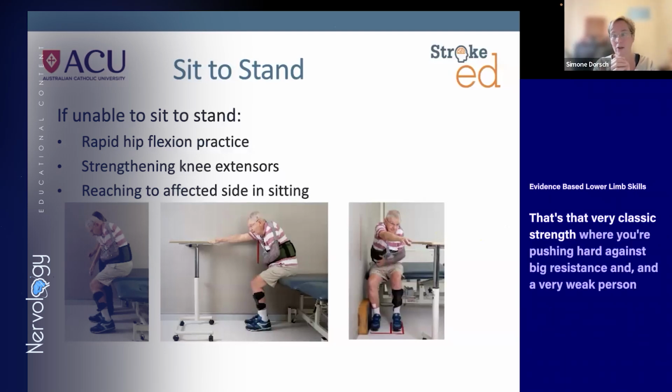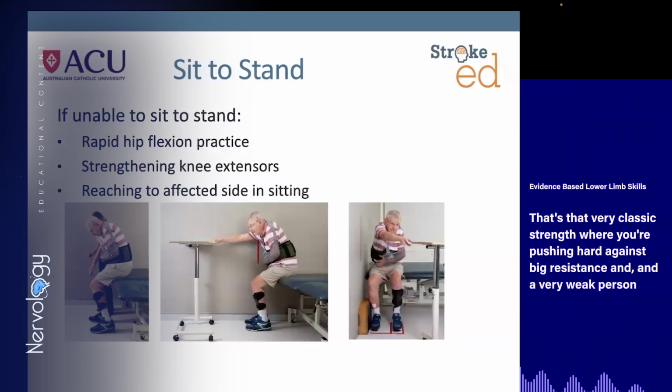That's that very classic strength where you're pushing hard against big resistance, and a very weak person can't do that.